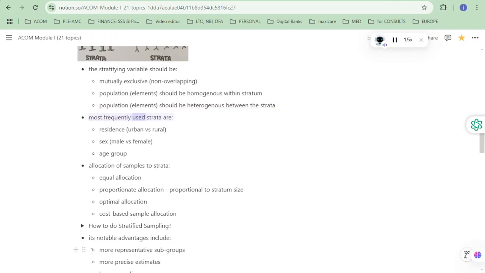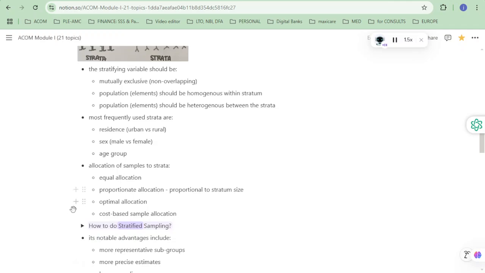Most frequently used strata are residence, urban vs rural; sex, male vs female; and age group. Allocation of samples to strata: equal allocation; proportionate allocation, proportional to stratum size; optimal allocation, cost-based sample allocation.